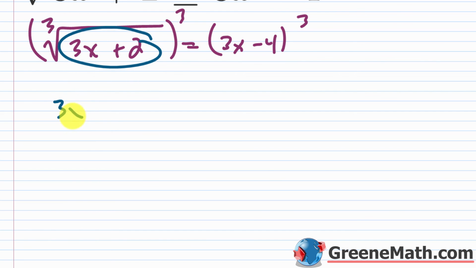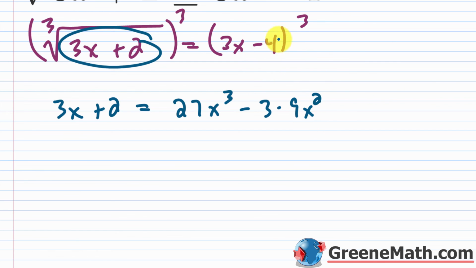So this is 3x plus 2 is equal to, you're going to cube this first guy. So 3x being cubed, that's going to be 27, which is a result of 3 being cubed, and then times x cubed. And then basically, you're going to have a minus here, and it's 3 multiplied by this first guy squared. So 3 squared is 9, and then x squared, and then times this guy, which is 4. So putting that together, 3 times 9 is 27. 27 times 4 is 108. So basically, this is minus 108x squared.